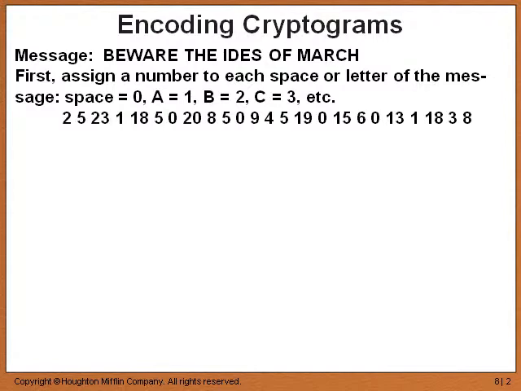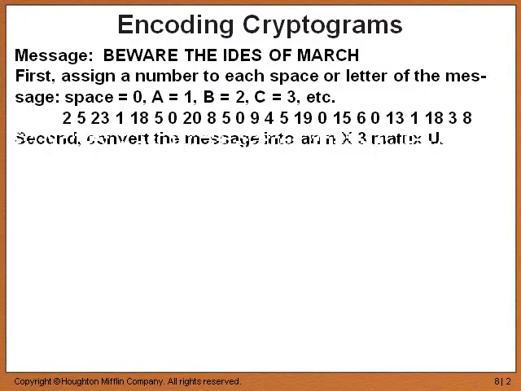And when we follow this step, then "Beware the Ides of March" becomes 2531185028509459015601183. And the spaces of the message are zeros, and each letter has a numerical value. All right, so nothing complicated about that.